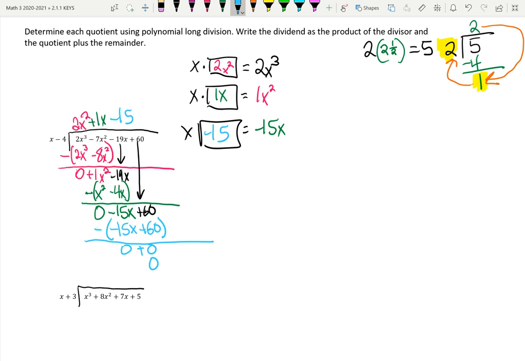I have no remainder. What this means, and what they want you to be able to generate, is that 2x to the third minus 7x squared minus 19x plus 60 can be factored into x minus 4 times the quotient. Notice where I'm getting this. This is from the top. This is where the quotient is.